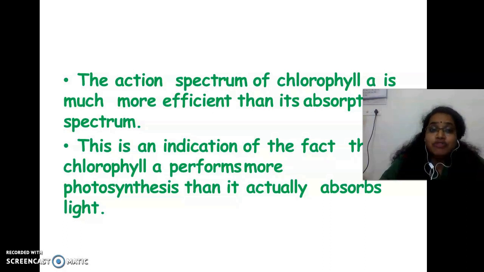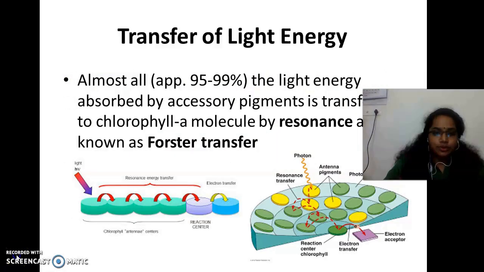So the action spectrum of chlorophyll A is much more efficient than its absorption spectrum. This is an indication of the fact that chlorophyll A performs more photosynthesis than it actually absorbs light. Chlorophyll A only absorbs a limited amount of light. All other light which is used for photosynthesis is transferred from the accessory pigments to the chlorophyll A molecule. Hence it is an indication that the performance of chlorophyll A is more than what it is actually absorbing.